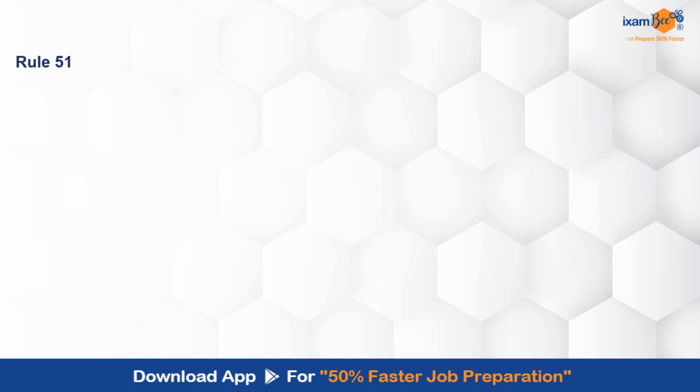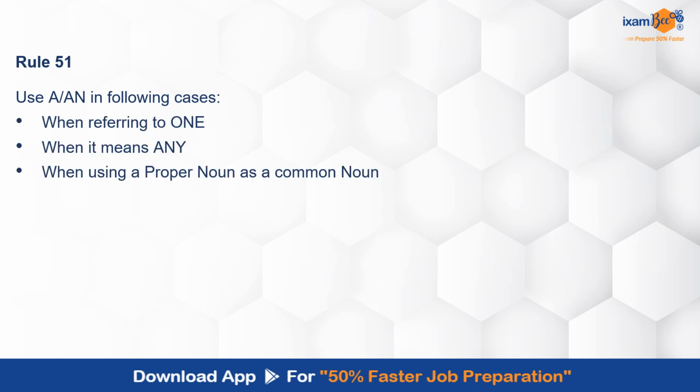Rule number 51 says how should we use a and an, right? So you should use a and an in the following cases only: when you are referring to one, or when it means any, or when you are using a proper noun as a common noun. For example, a bird in hand is better than two in the bush. Here a is used because a refers to one. If it had been egg here, then you would use an, according to the usage of vowel sound. You have to decide between a and an.